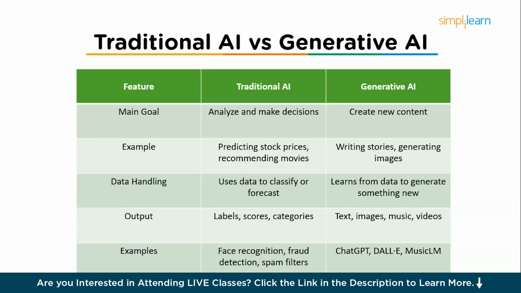Traditional AI handles data. It uses data to classify or forecast, and generative AI learns from data to generate something new. Traditional AI outputs labels, scores, and categories, and generative AI outputs text, images, music, videos, and so on. For example, traditional AI is face recognition, fraud detection, spam filters, and generative AI is ChatGPT, DALL-E, MusicLM, and so on.